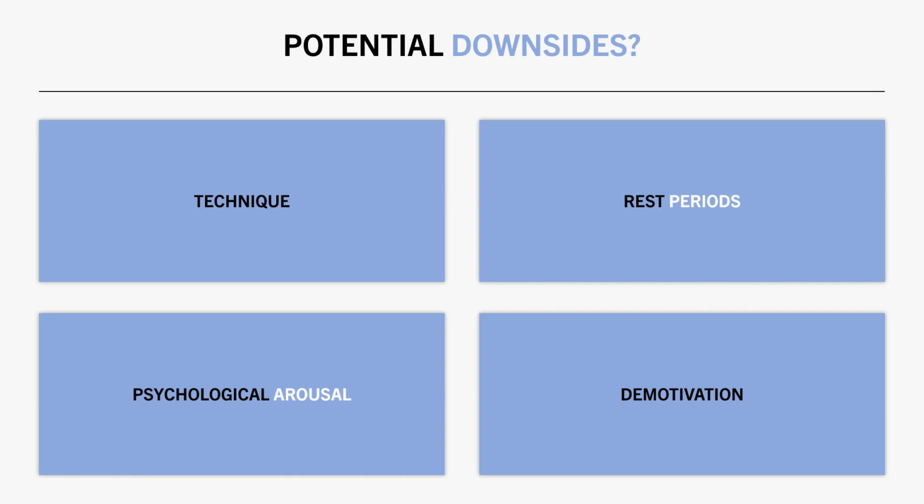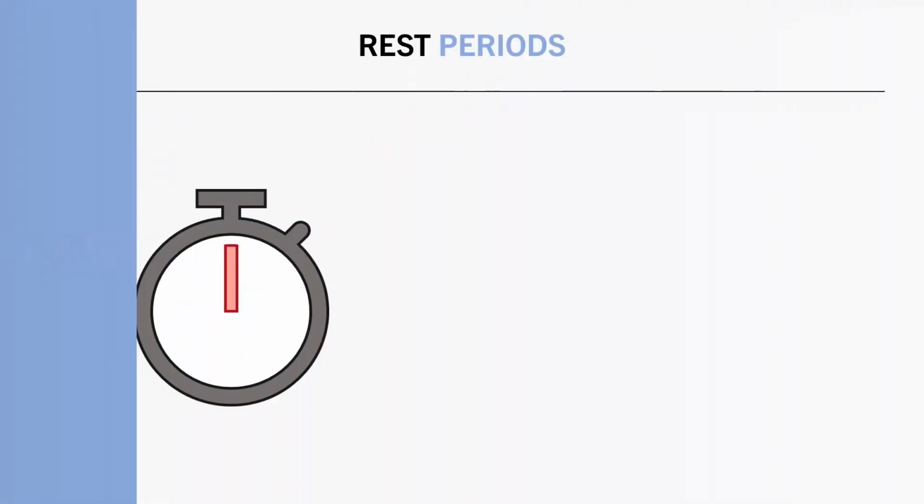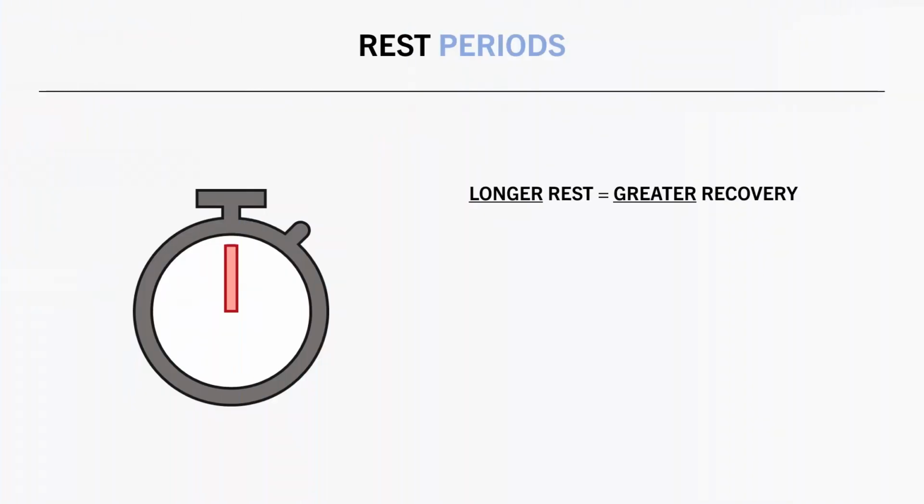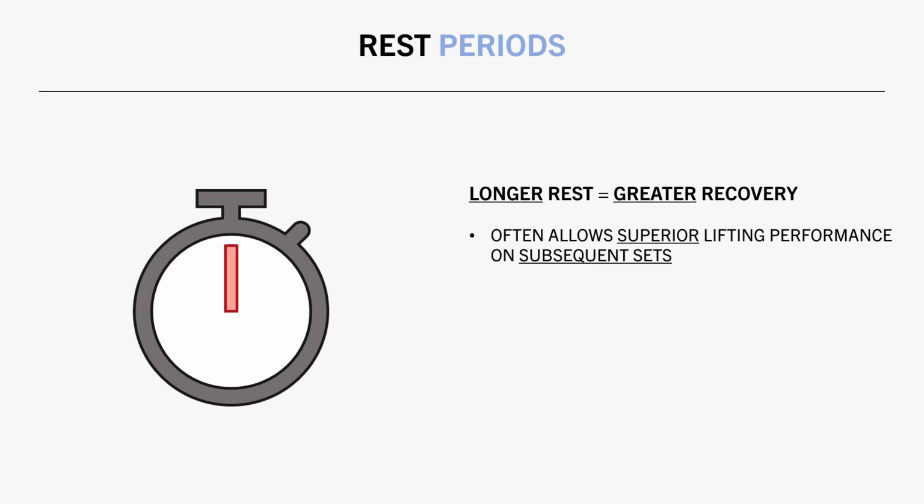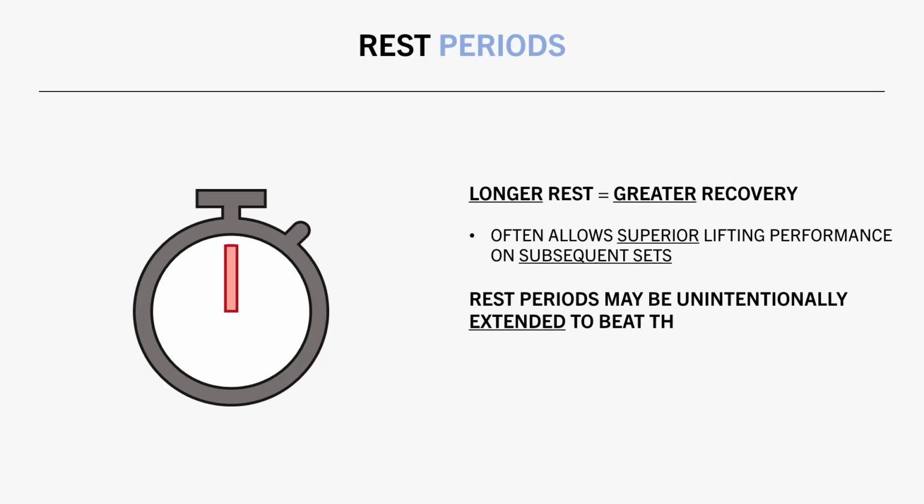Another variable that might be changed due to the behavior of logbooking is rest periods. Longer rest periods provide more recovery time and allow us to be less fatigued on subsequent sets. As a result, we are usually able to perform a little better on each subsequent set. So the potential issue here is that we might intentionally or unintentionally rest a little longer between sets as a way to achieve more reps or load.